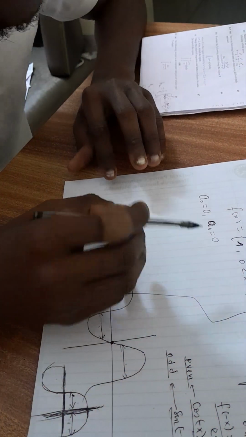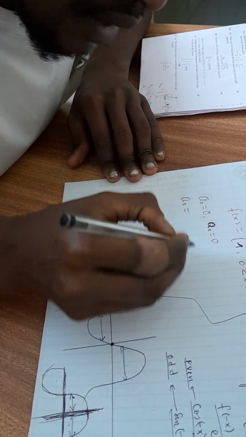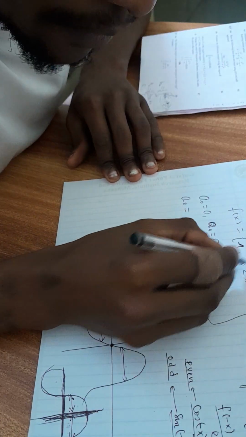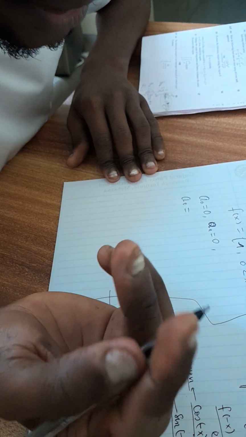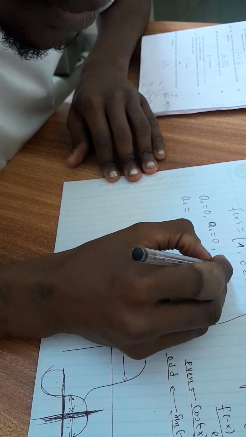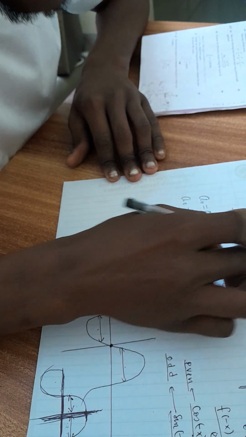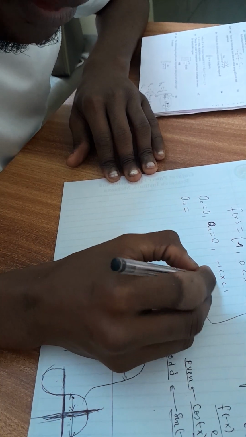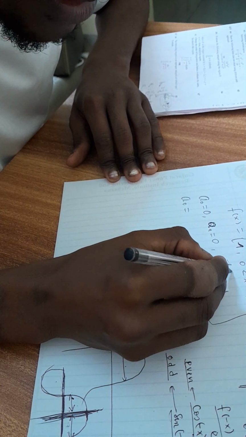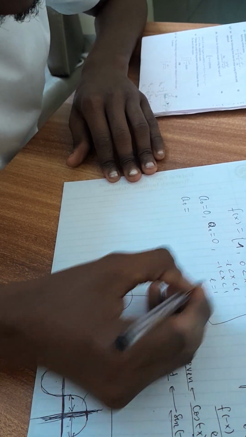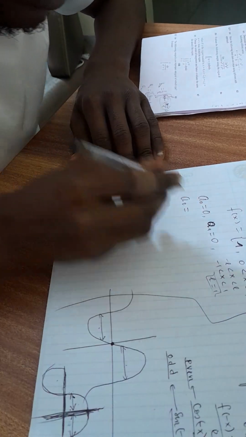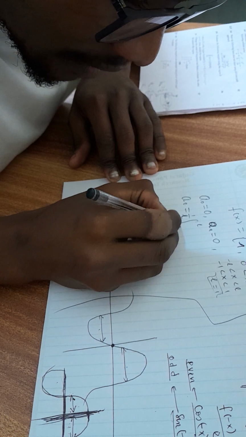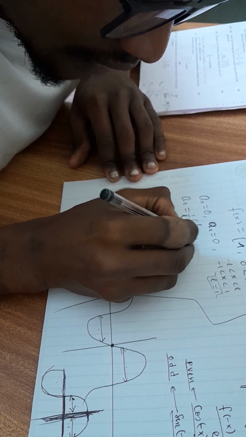Why? Very easy. See, a0 depends on L, so let us find what will be the period of this function. You have to compare: the period of this function will be 1. Comparing the limits, from minus 1 to 1, here the limit L is 1. So a0 will be 1 by L, integration from minus L to L of f(x) dx.